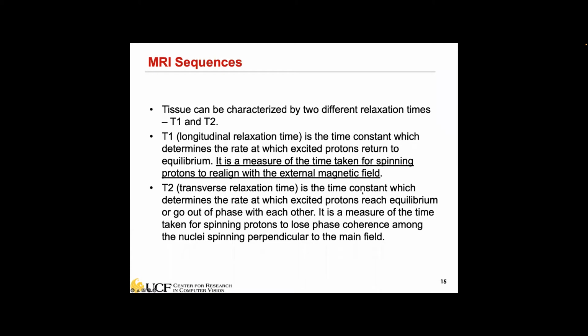So this T1 is a measure of the time for spinning protons to realign to the external magnetic field. And T2 is the time constant which determines the rate at which excited protons reach equilibrium or go out of phase with each other. So it is a measure of the time taken for spinning protons to lose phase coherence among the nuclei spinning perpendicular to the main field.